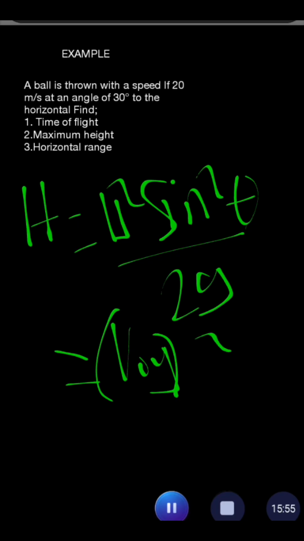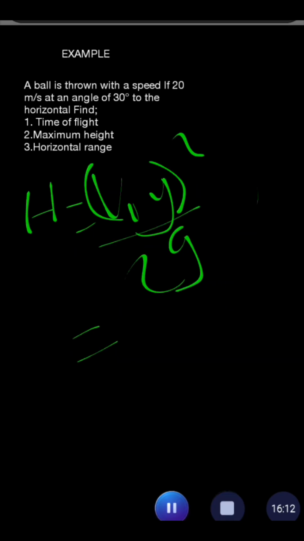Now we need to find v not y, which is the vertical component of speed. It's just 20 sine 30. When we say 20 sine 30, the answer we find is 10. So we have 10 meters per second, we square it, over 2 times 9.8. And the answer we find is 5.10 meters.